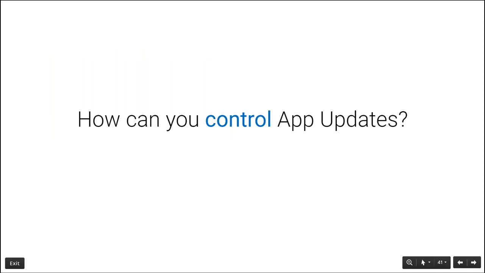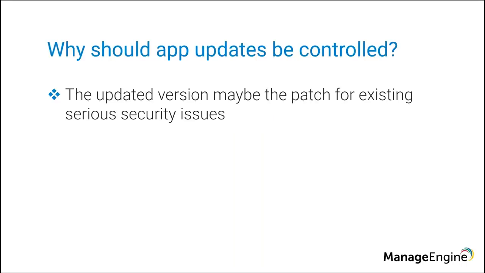So we have been discussing in detail how you can distribute an application as a personal device or, as you could say, a corporate device in order to silently install your application. But how do we go about controlling your app updates? And why should we control them in the first place?